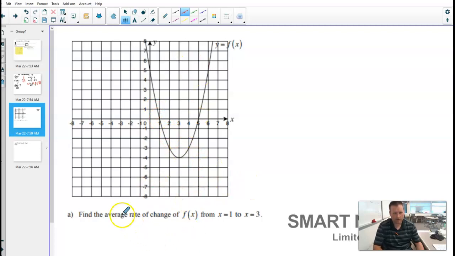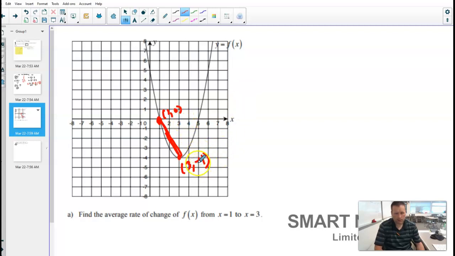So I've got my graph here, and this is saying find the average rate of change from 1 to 3. So at 1, it is right here. At 3, my graph is right here. And so I want to know what my slope is essentially from this point to this point. So all I've got to do is see what the difference of my y's is. So the difference for my y is from 0 to -4. So this point is 1, 0, and this point is 3, -4.